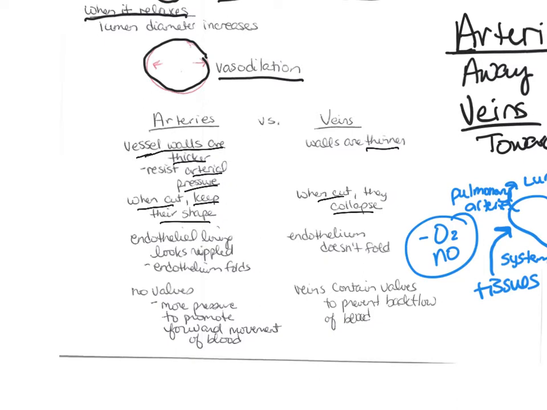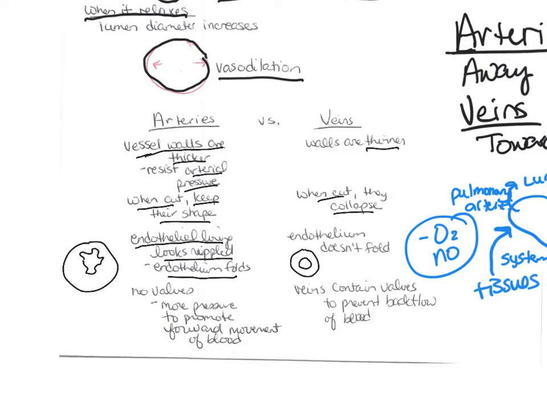Also in arteries, the endothelial lining looks a little rippled. So on the inside of that blood vessel lining, we might see more of a rippled appearance, whereas in the veins, it's not going to fold. And that's because when the muscles of the tunica media contract, the endothelial lining in the arteries is able to ripple and kind of fold in, and we don't see that in the veins.